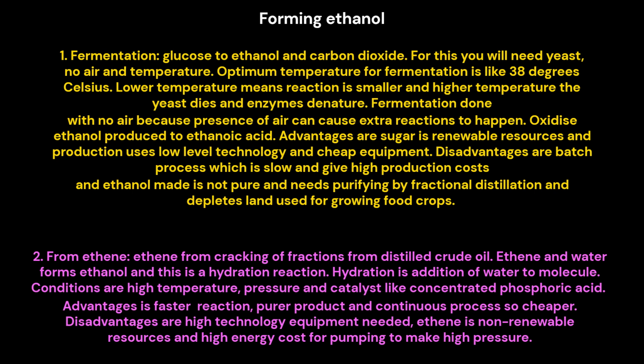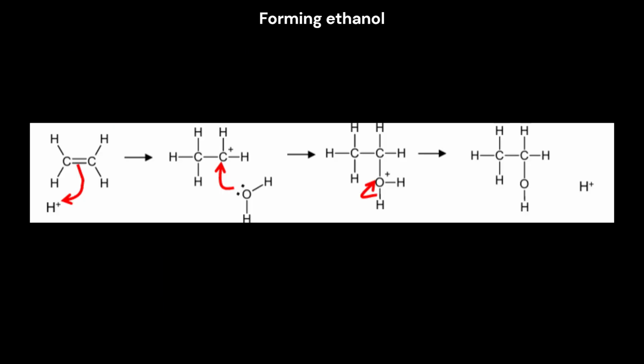Advantages are a faster reaction, a pure product, and a continuous process, so it is cheaper. Disadvantages are that high technology equipment is needed. Ethene is a non-renewable resource and there is a high energy cost for pumping to make high pressure.